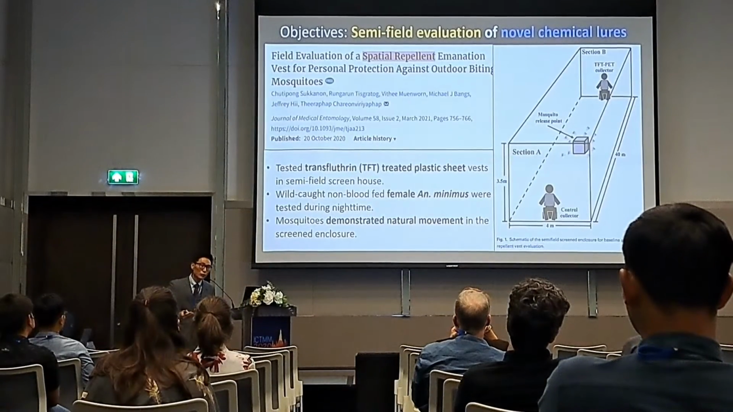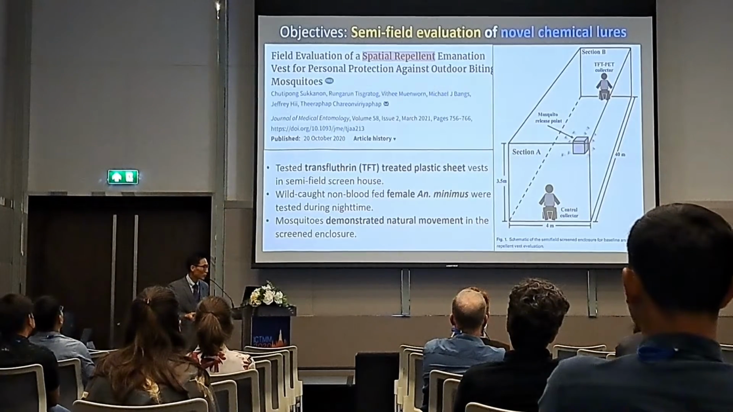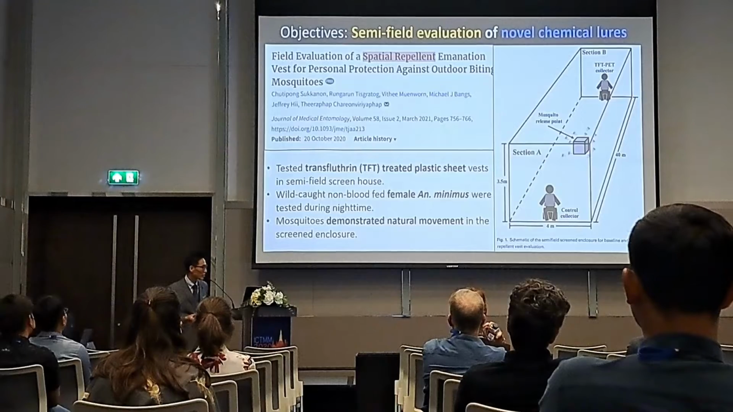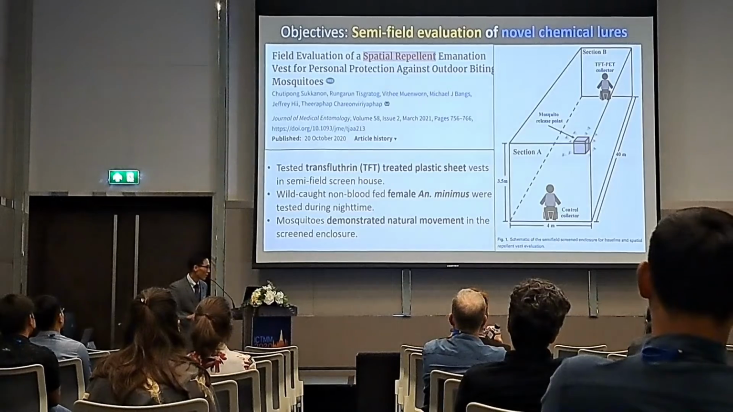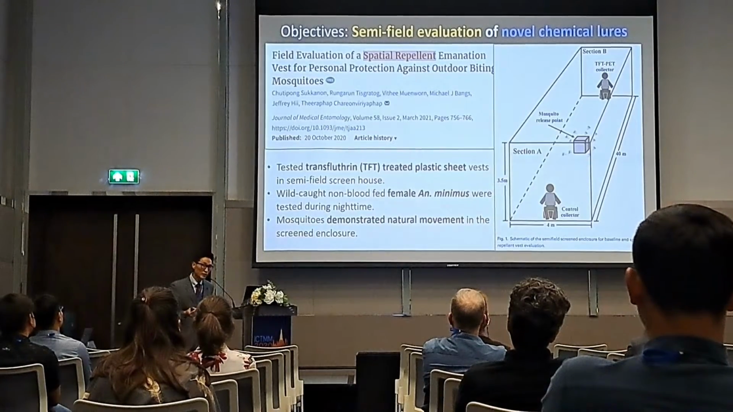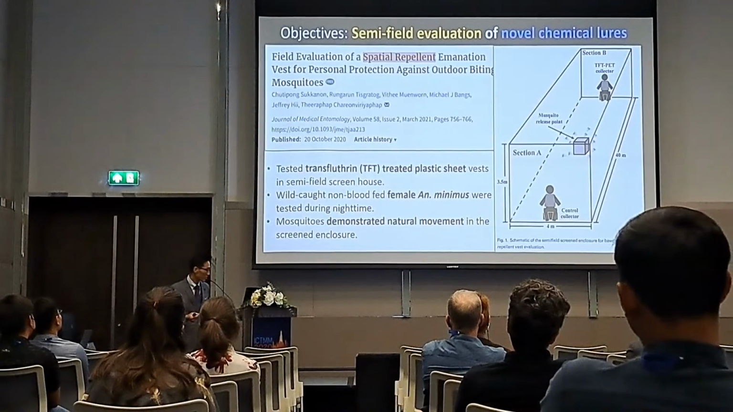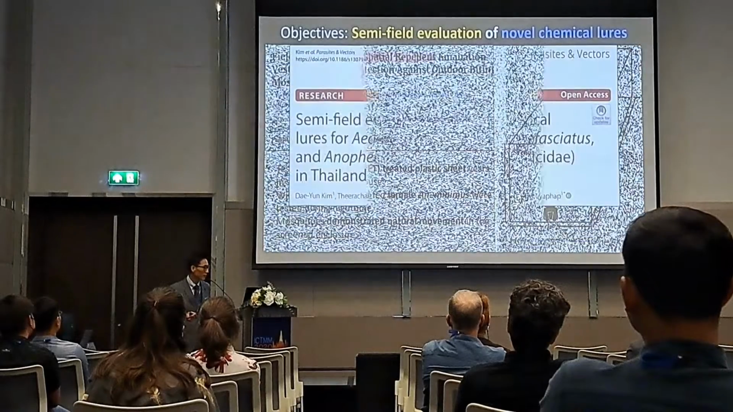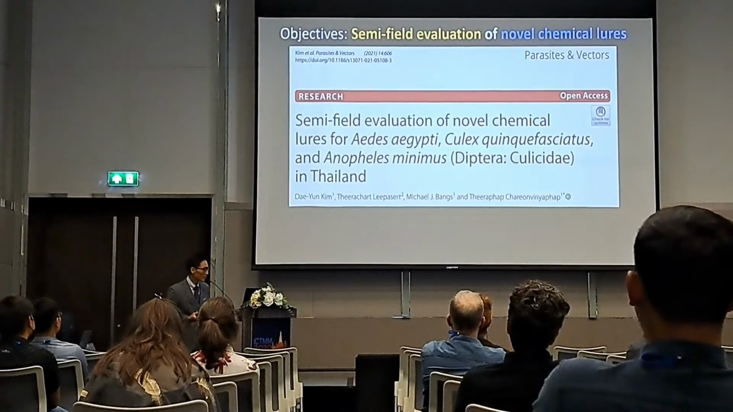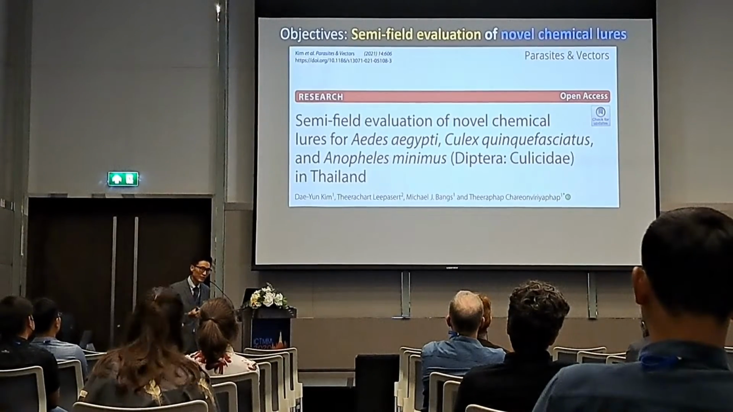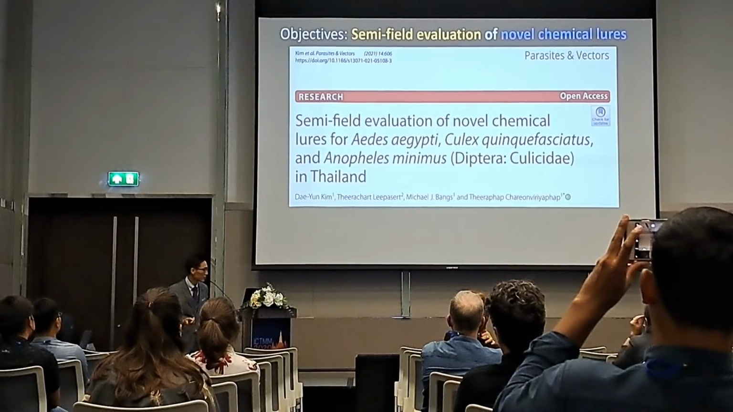This facility was also used for testing spatial repellents. This one was also published from our lab. Dr. Chu Dipong published the testing results of transfluthrin. He tested using the nocturnal species Anopheles minimus, and it also worked quite well in the facility. Later on, following our senior, I published this paper last year using this semi-field greenhouse assay for attractants. So let me briefly show you the result.